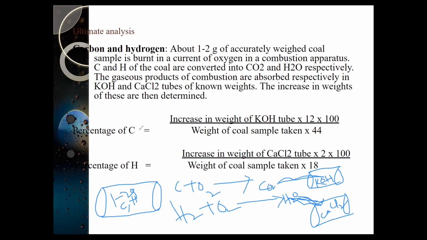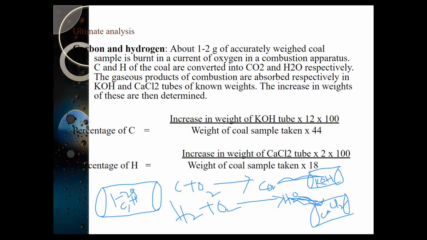So what is the formula for percentage of carbon? Increase in the weight of potassium hydroxide bulb divided by weight of coal sample taken, into 12 divided by 44, into 100. Here 12 is the carbon atomic weight and 44 is the carbon dioxide molecular weight.